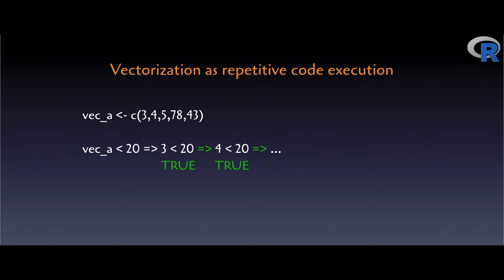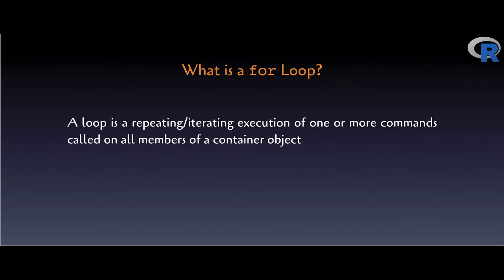Now, how is vectorization related to for loops? A for loop is a repeating or iterating execution of one or more commands called on all the members of a container object, such as a vector. So, in other words, a loop refers to applying a set of functions on each element of a container object. How does that sound? Essentially, vectorization is an alternative term for looping through a number of elements that belong to a vector and applying operations on them.